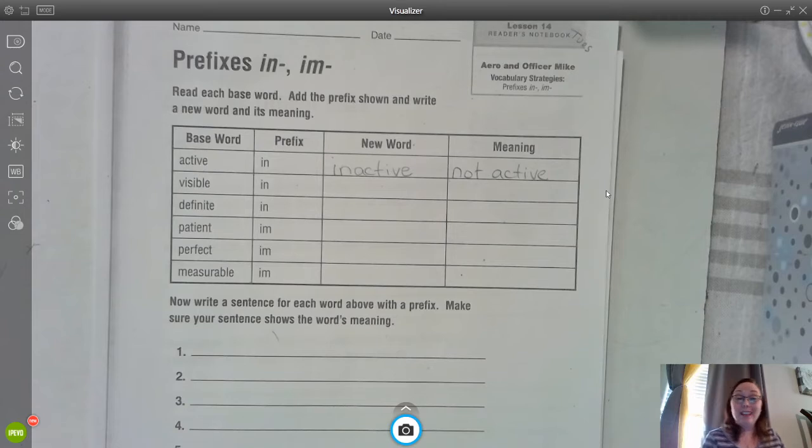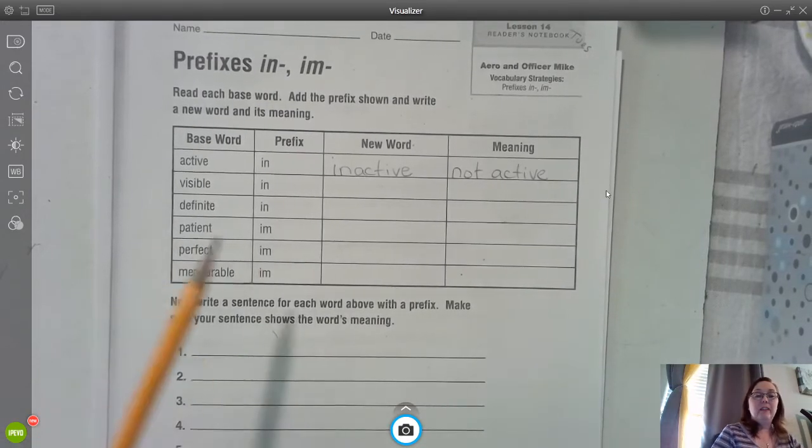Okay, take a look at the next example. Visible. If we have visible, and then you put the prefix in front of that, what do you have? I want you to write it down. And then when you're done with that, go ahead and write the new meaning of that word. Say it out loud. I want to skip down and do one with IM with you. So I'm going to skip down to the very first one.